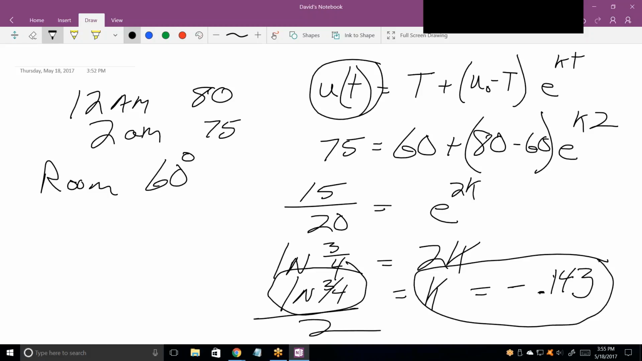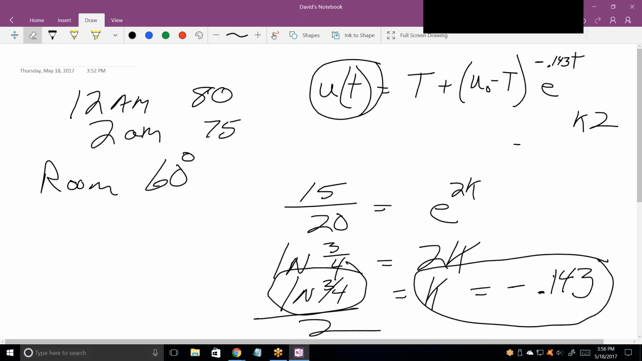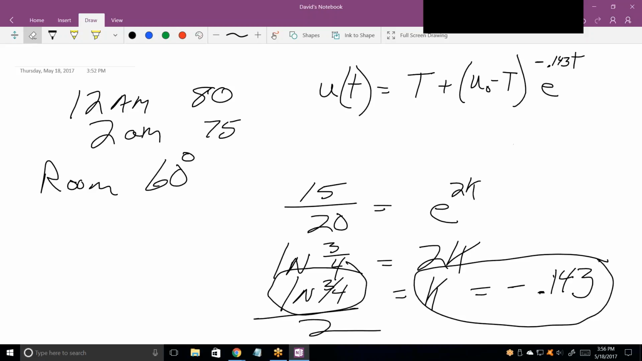Now we go back to the original problem, the original formula, where we now have k. Let me just plug it in up here. And notice I'm going to plug in the negative that you got, because it always turns out to be negative. Now, let's erase all of this. That's the proper formula for this body.